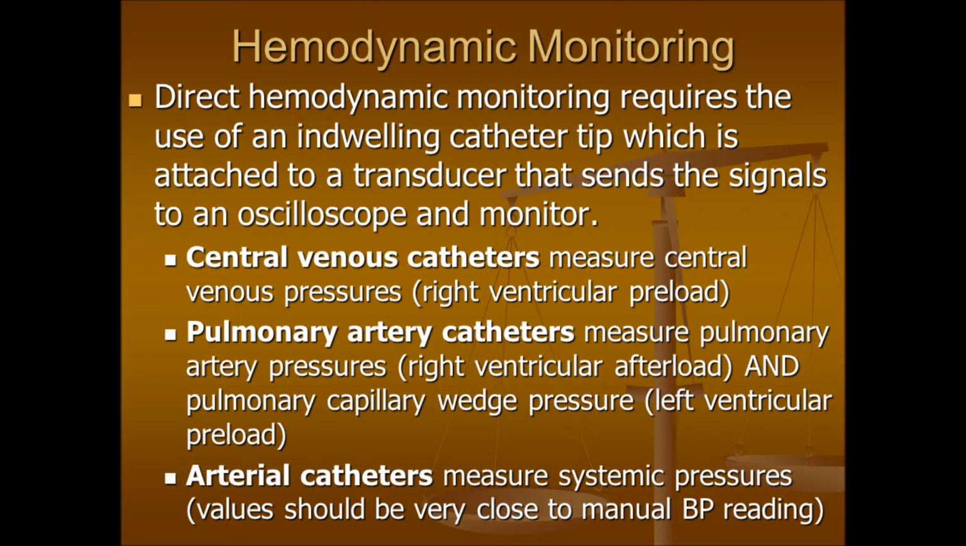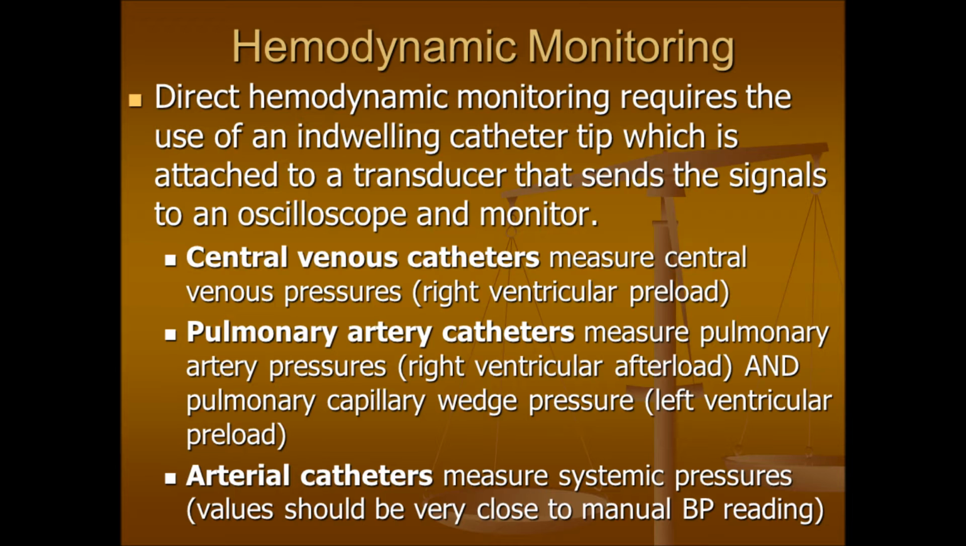So to monitor the movement of blood, which is what hemodynamic means, you have to have an indwelling catheter in place, and that catheter tip is what is going to measure directly the movement of blood in that area. And it will be attached to a transducer, which transmits the signals to an oscilloscope, which will show the waveform, and the monitor, which will show the actual numeric value.